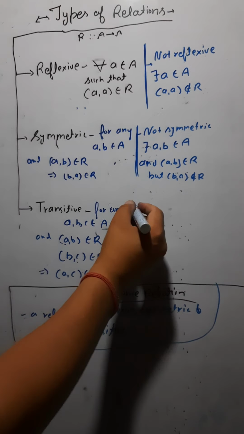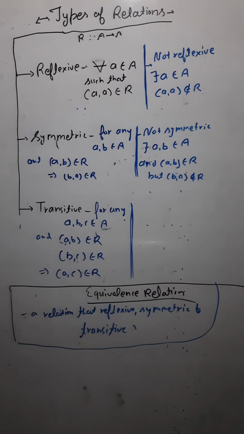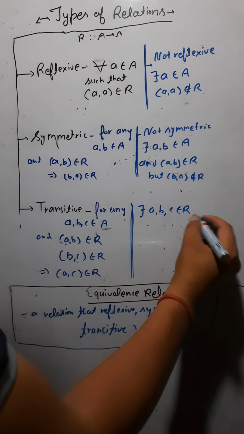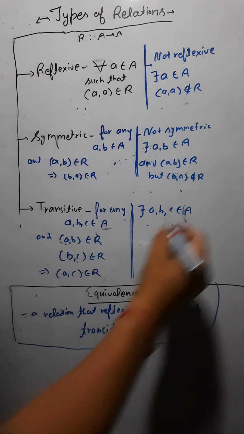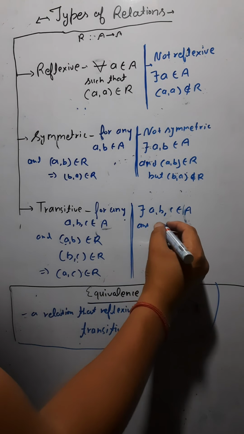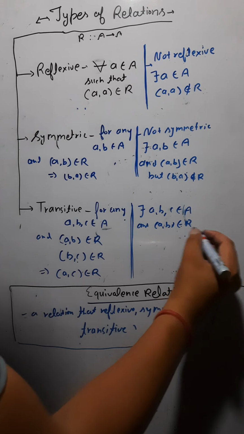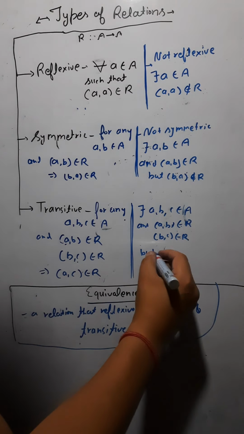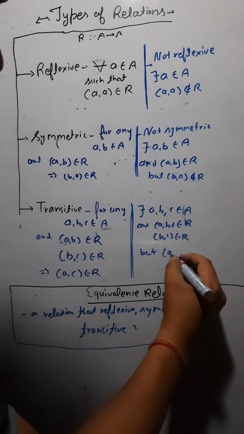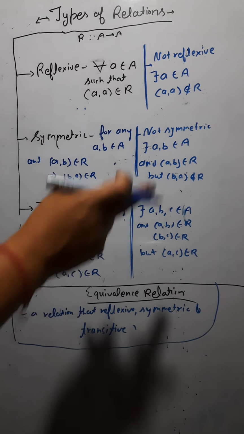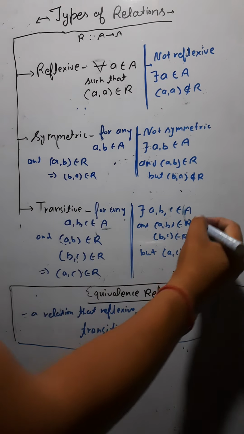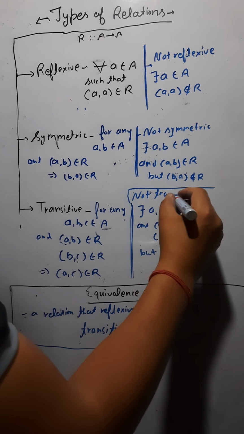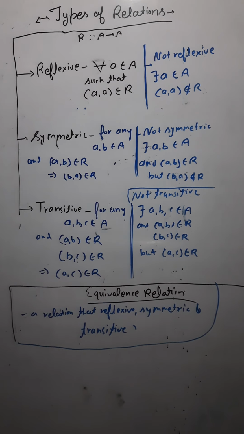Now which relation is not transitive? That also you have to remember. Again, if there exist three elements a, b, c that belong to the set A, and you have (a,b) that belongs to R, then (b,c) also belongs to R, but the first and last, (a,c), is not there in R, then you would be calling such a relation not transitive. Let me write it here, not transitive. Are you getting this?